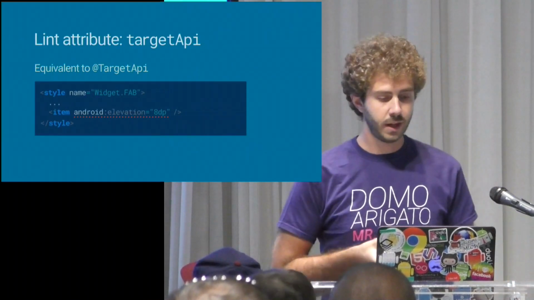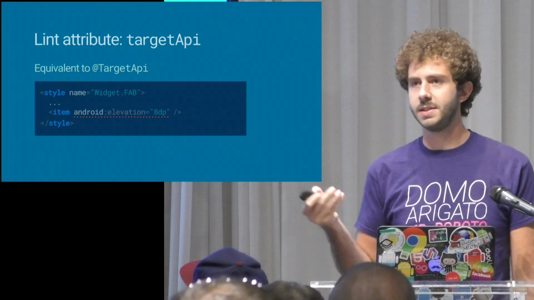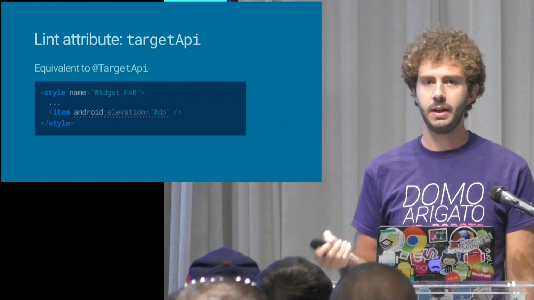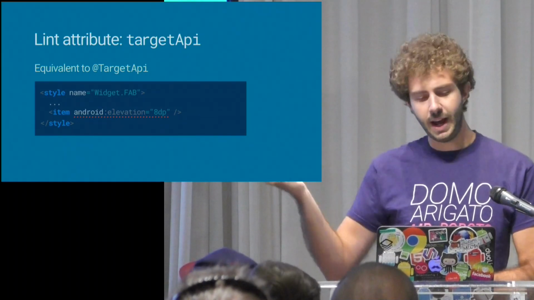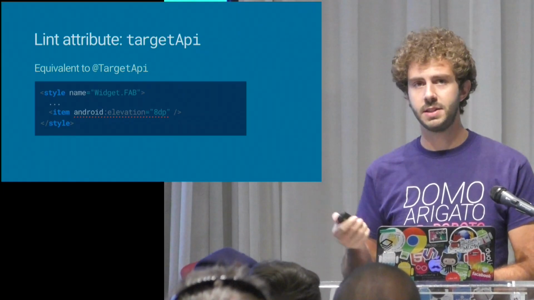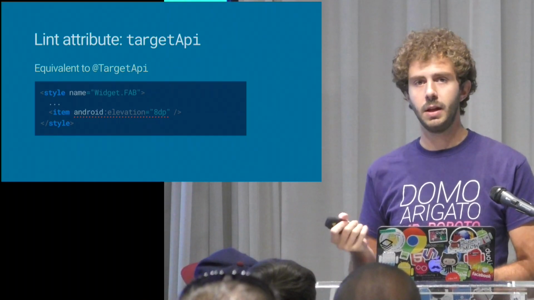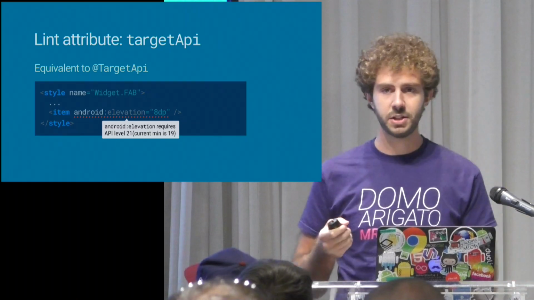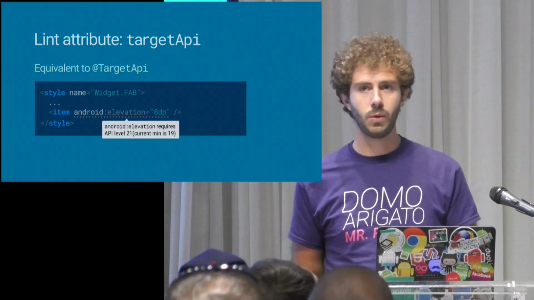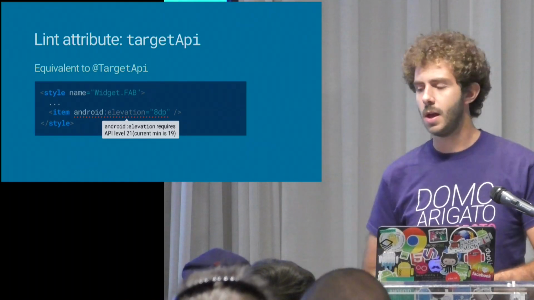Next up is targetApi. That's what it says on the tin. It's the same as the targetApi annotation in Java. So here, for example, I might have a style that is in the default values folder, and this will point out, well, you're using elevation, but elevation has only been introduced in API 21, and your minimum SDK is KitKat.